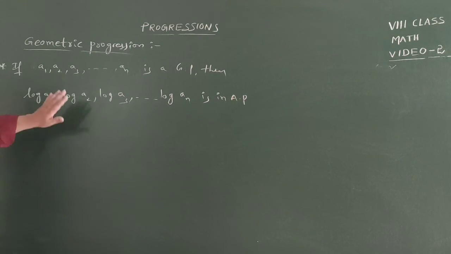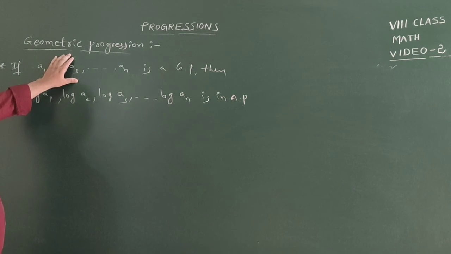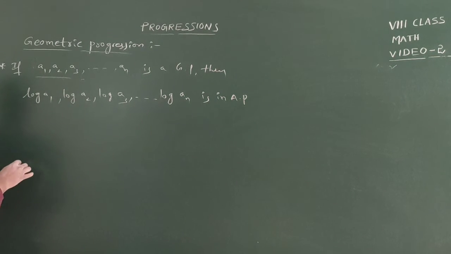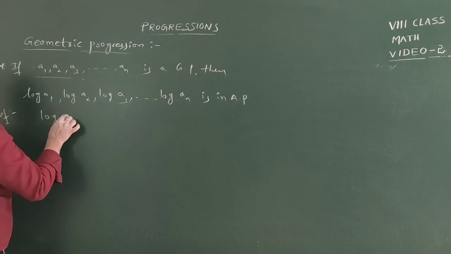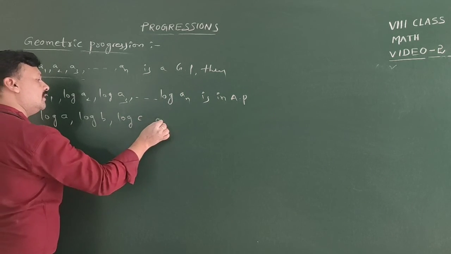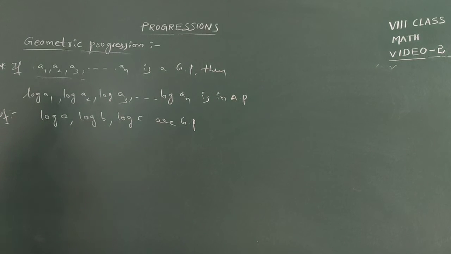For example, suppose A, B, C are in GP. Then log A, log B, log C are in AP. Vice versa conditions.